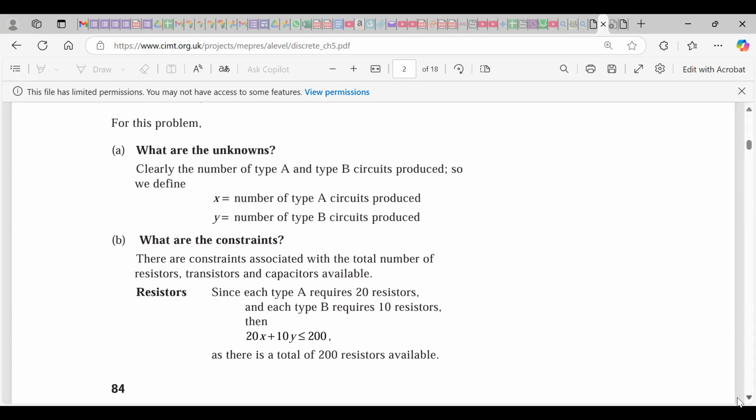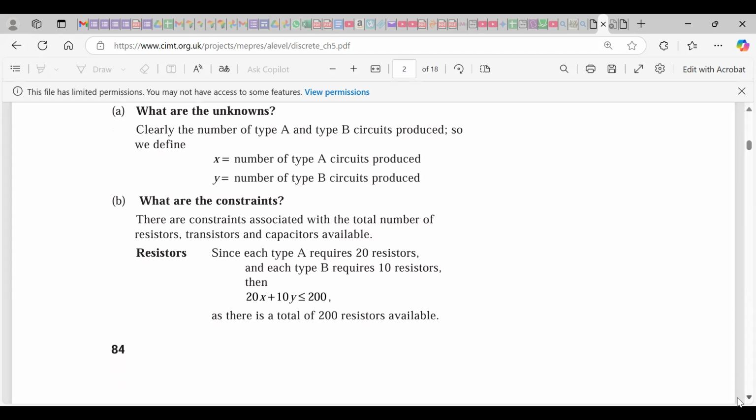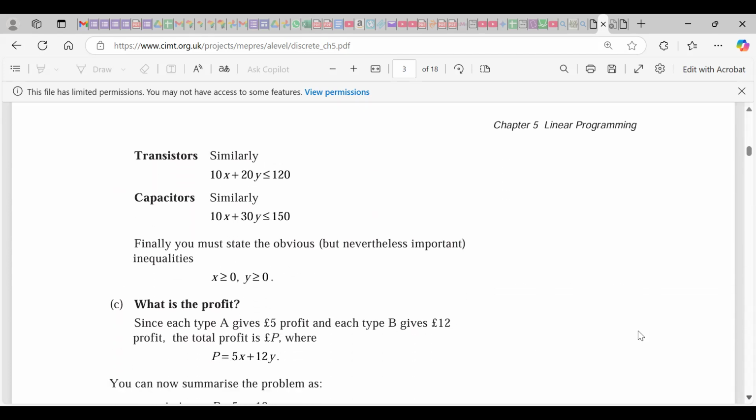Second one is transistors. 10X plus 20Y must be less than 120 because you have a maximum of 120 transistors, and similarly with capacitors. 10X plus 30Y must be less than 150. And then these are what you call non-negativity constraints. X has to be greater than 0, Y has to be greater than 0. And this is your profit equation.